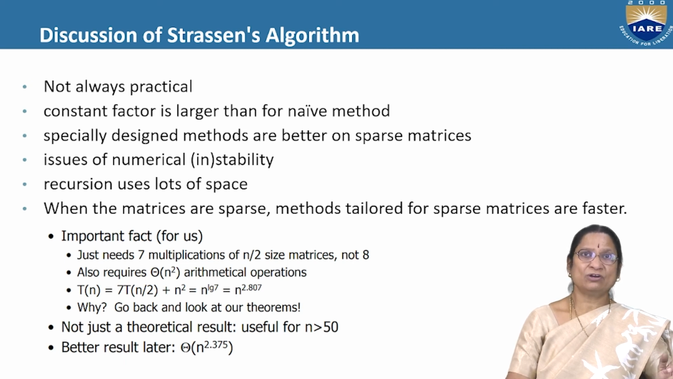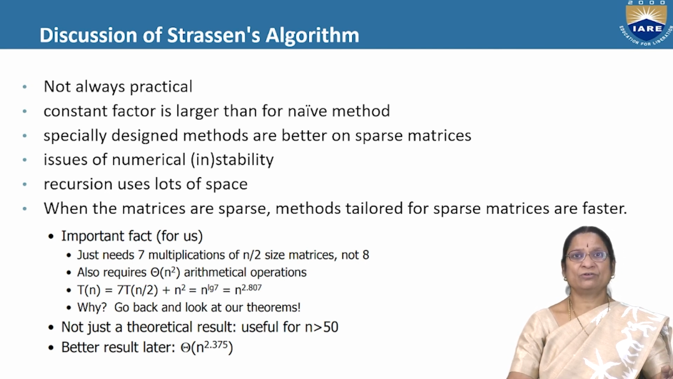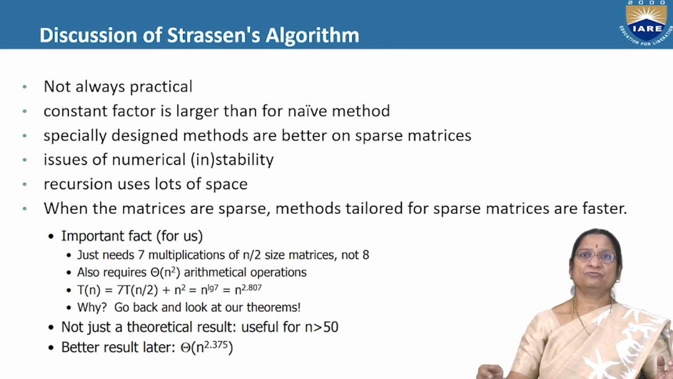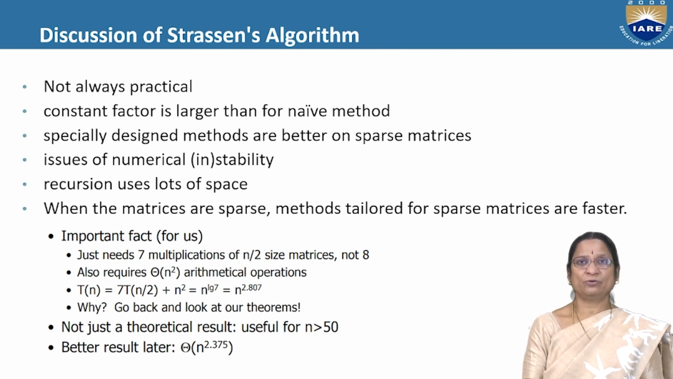Another one is it's not always practical, and the constant factor is larger than the naive method. Constant factor means when we are using this addition of matrices, etc., for smaller values it's okay, but up to certain larger values, more number of additions of matrices may increase our time complexity also.